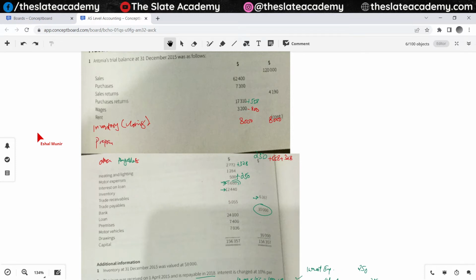So I will write prepaid expenses, and in the debit column I would write 800. Now this prepaid expenses would be shown in current assets, right? And these other payables would be shown in the current liabilities section of the statement of financial position. Now, if you could please go ahead and prepare the income statement and statement of financial position for this question, and then we can discuss the answers further.